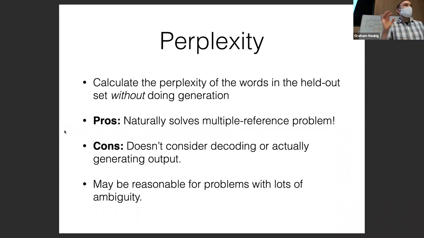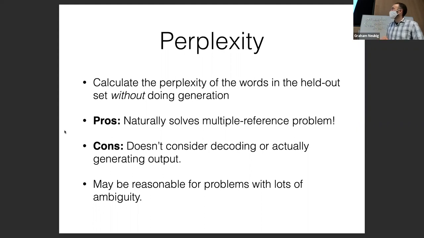the exponentiated negative log probability of the output. So it's lower if your model assigns higher probability to outputs that are actually in your development or test set. The reason why this can solve the multiple reference problem is that the issue with evaluating text generation is you can have multiple outputs that are potentially correct. So that's what I'm calling the multiple reference problem.